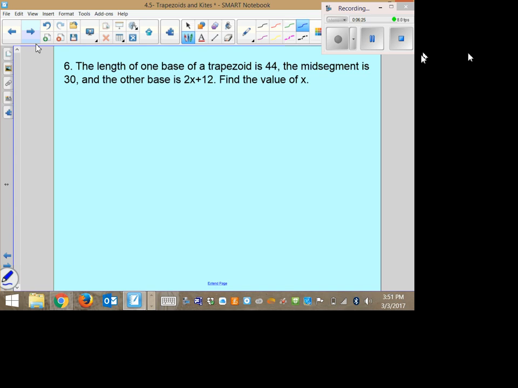The length of one base of a trapezoid is 44, and the midsegment is 30, and the other base is 2x plus 12. We want to find the value of x. So again, I'm going to draw my picture. We know that one base is 44, and the other base is 2x plus 12.